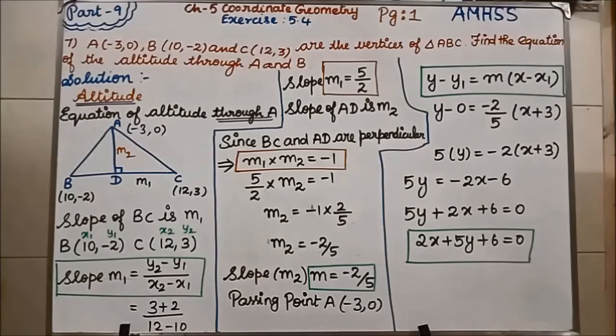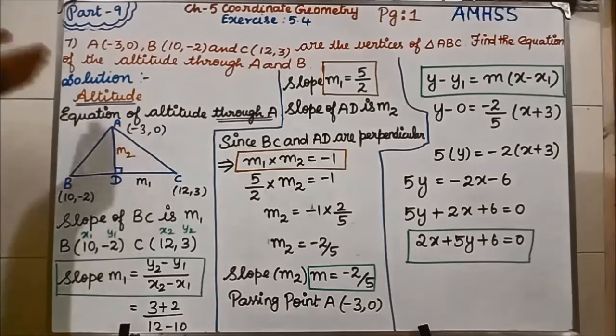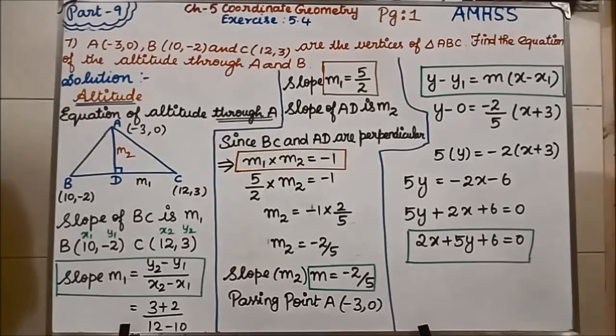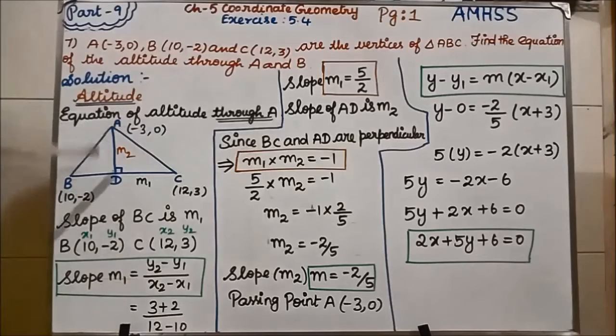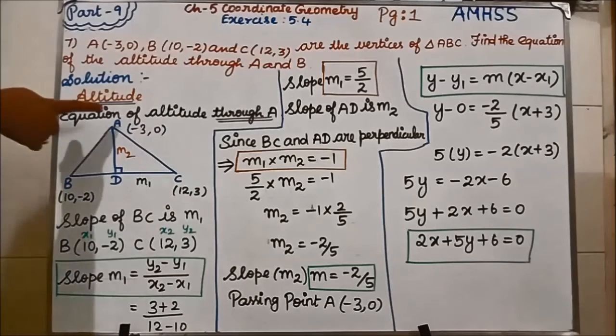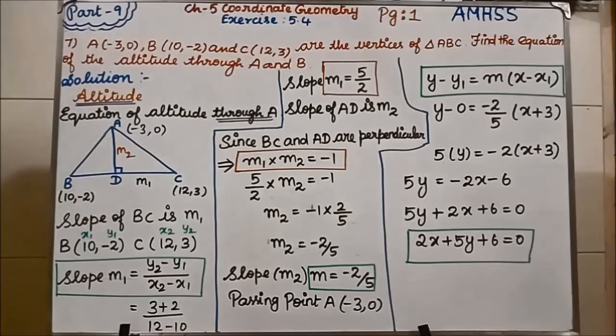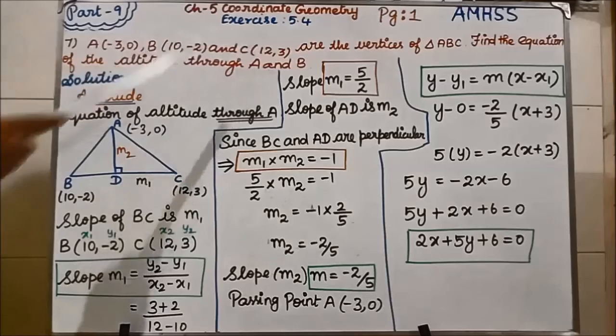Altitude means what? In exercise 5.2 we have learned about altitude, and in exercise 5.3 also we have learned about altitude. Altitude means it is perpendicular. The altitude line will be perpendicular to the base line. We have read this already, so it is the same concept only. First I am going to find the equation of the altitude through A. See, from the vertex A, I have drawn the altitude. Now these A, B, C vertices are given in the question.